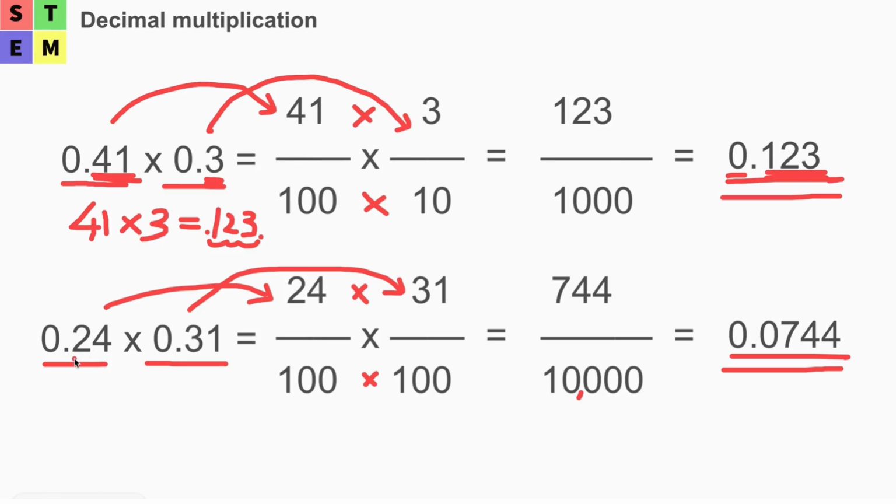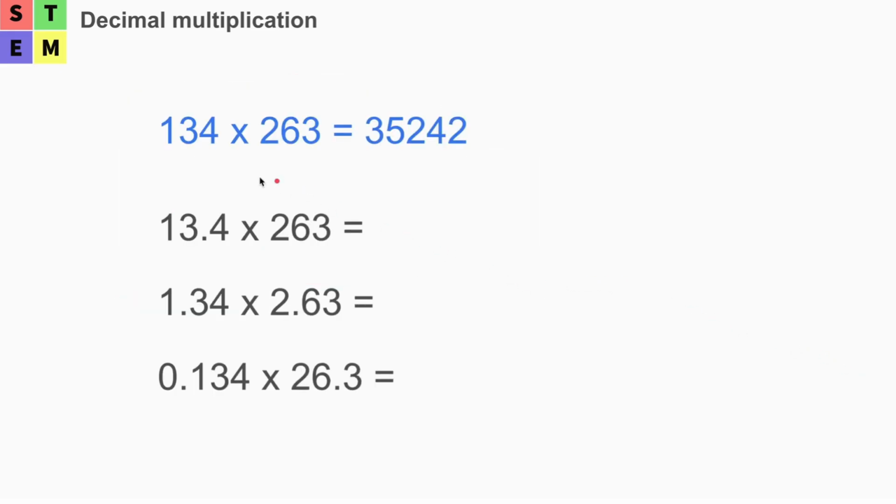Okay, so let's take a look at the pattern here, right? So again, 24 times 31 equals 744, right? And we have 2 digits here after the point, and 2 digits here. So together we have 4 digits, right? So 1, 2, 3, 4. Okay, so based on the pattern we've learned so far, let's do some quick calculations.